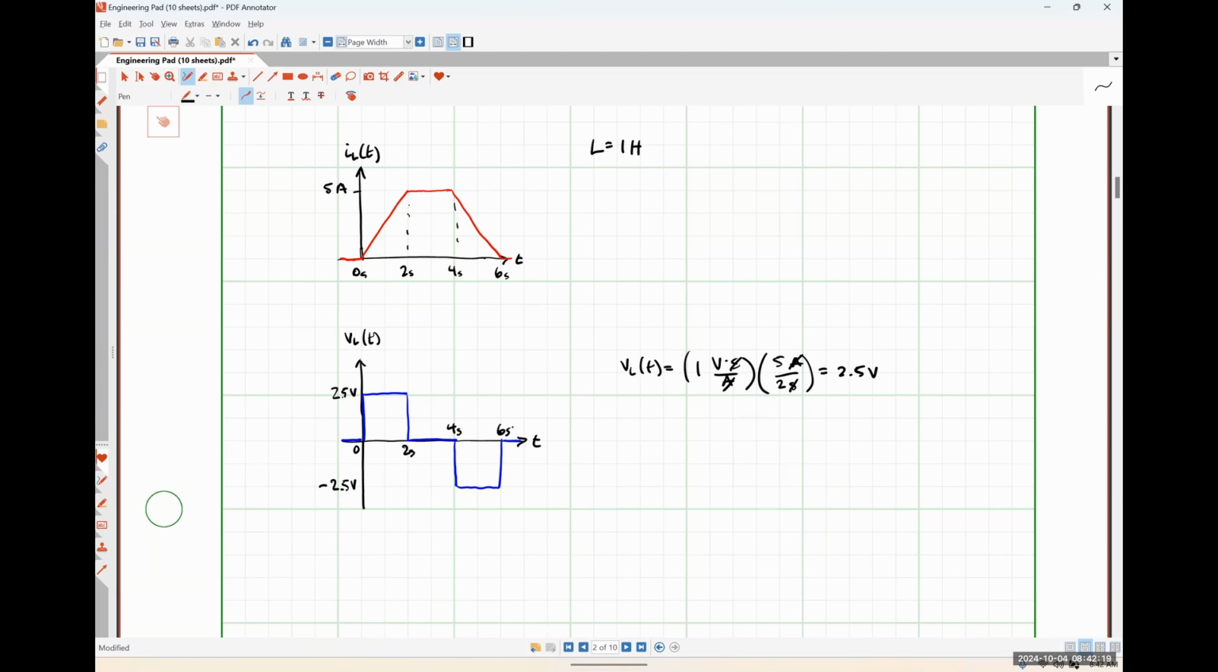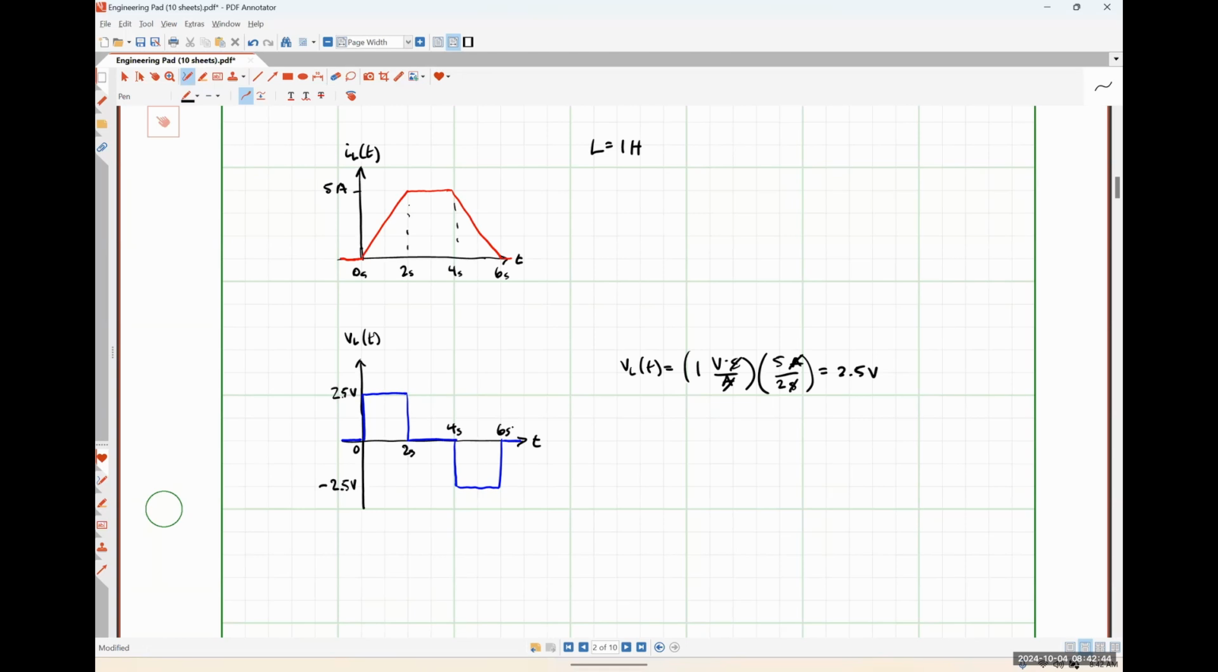So what would happen if my current changed over a smaller interval of time? Right now, it takes 2 seconds for it to go from 0 amps to 5 amps. But what if it only took 1 second?